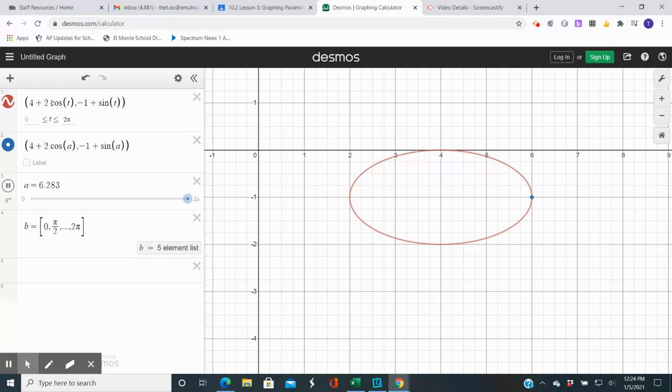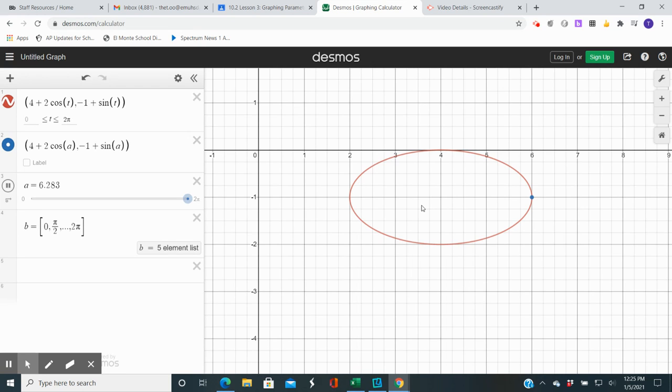And I've entered the parametric equations in cell 1 as an ordered pair. I do have to tell Desmos that I'd like for it to graph my set of parametric equations for the parameter going from 0 to 2 pi. And when I do that, I get this ellipse centered at 4, negative 1.